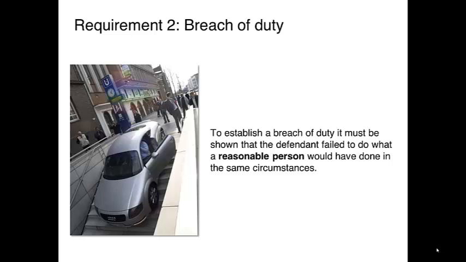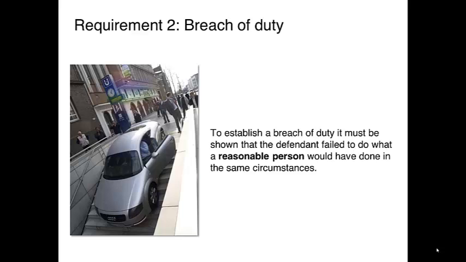Carelessly causing harm, part 2. In the previous video we saw that in order to establish that a defendant has committed the tort of negligence, we first of all had to show that the defendant owed the plaintiff a duty of care. However, the existence of a duty of care is not enough to establish negligence.